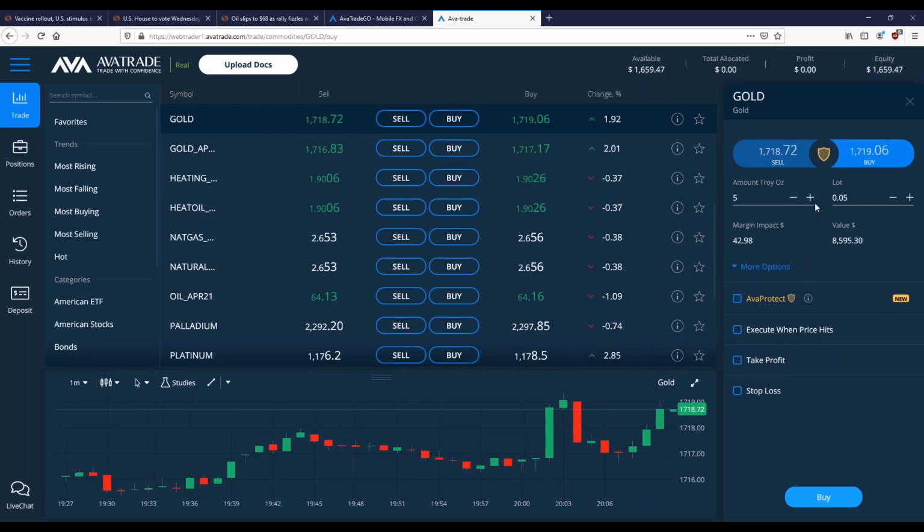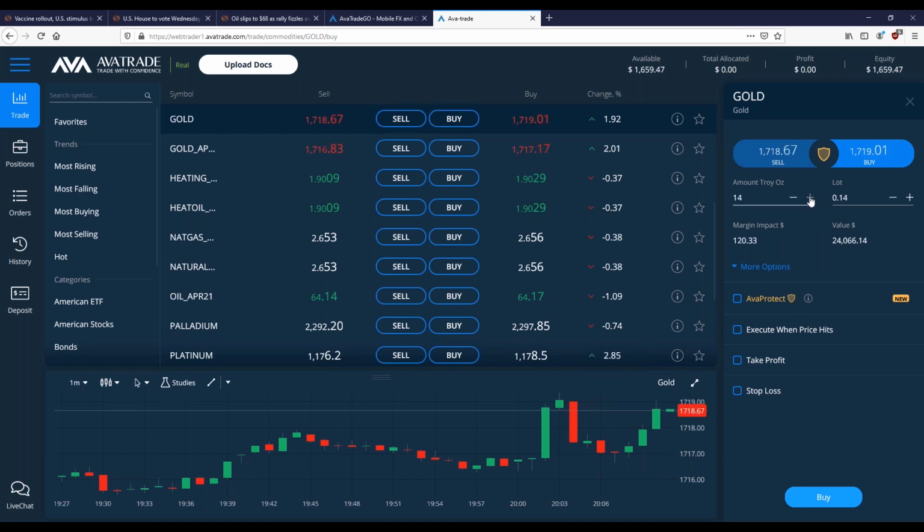And let's say I wanted to trade, I don't know, 15 ounces of gold. Tells you the lot size, tells you how many units of the instrument are there. This is 15 ounces, 0.15 lot. Here's my margin impact calculated for me. That's what I need available in my balance to open the trade. That's how much will go to margin. And it's converted to my account currency.